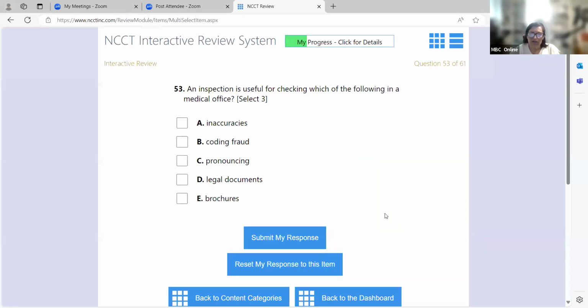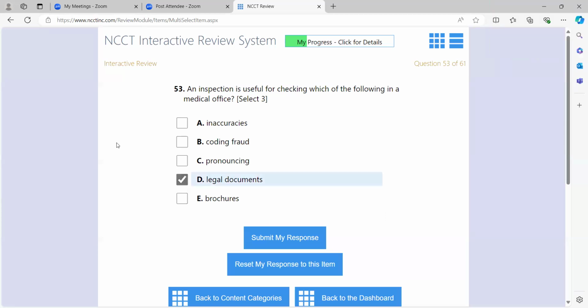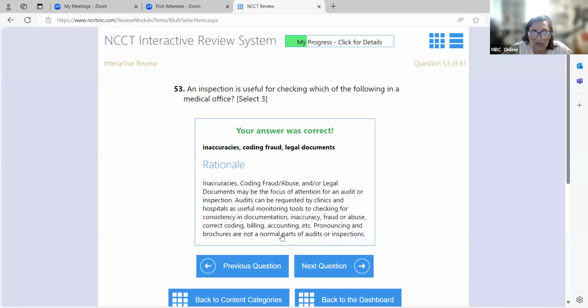Here's another select three. An inspection is useful for checking which of the following in a medical office: inaccuracies, coding fraud, pronouncing, legal documents, and brochures. Which ones? I say D. We got D. What are the other two? I say A and B. Correct. Inaccuracies, coding fraud, and legal documents. That's what an inspection is to look for.